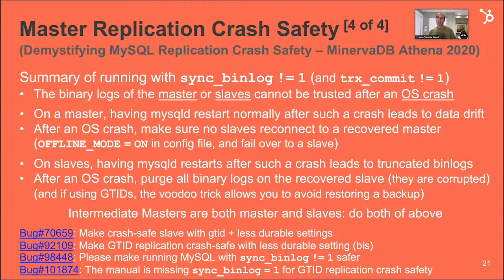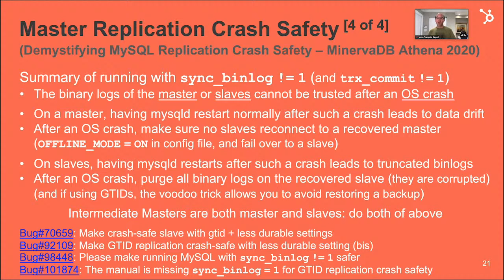If a slave crashes with sync_binlog not equal to 1, then its binary logs are corrupted. So you should purge all those binary logs, like running RESET MASTER on this slave. But if this slave was using GTID, you need to use the voodoo trick, or you need to restore from backup. And remember that intermediate masters are both slave and master, so you need to consider both.